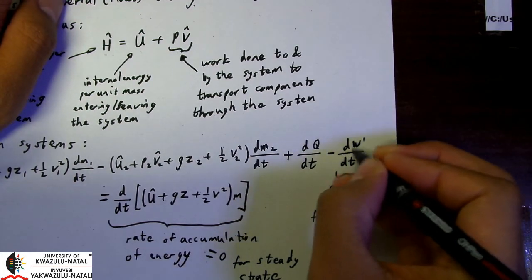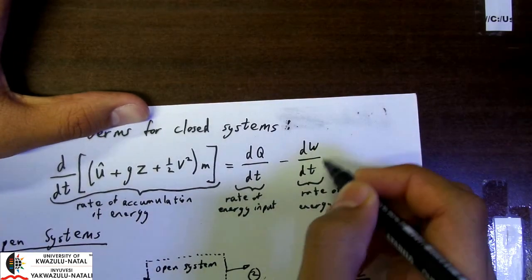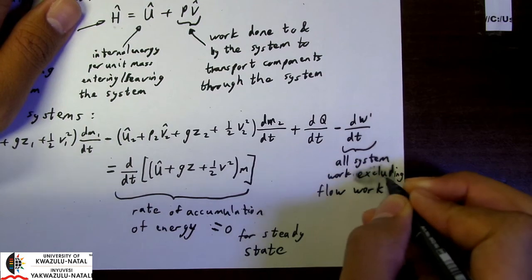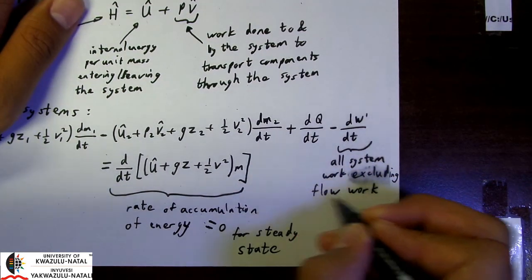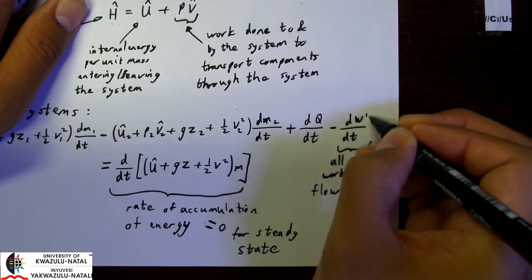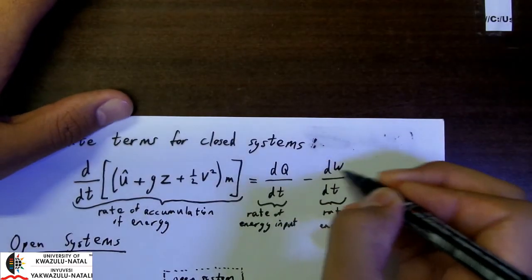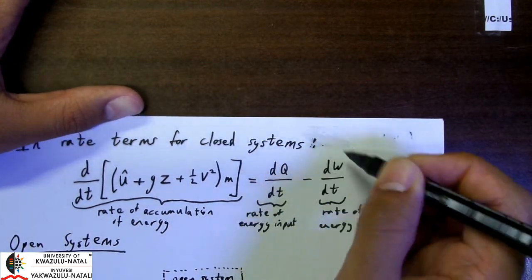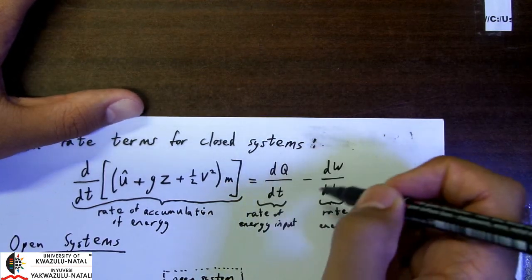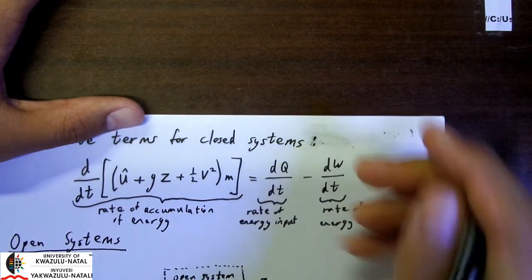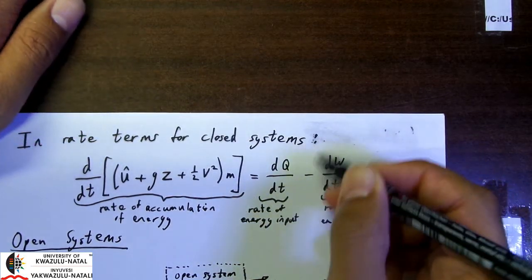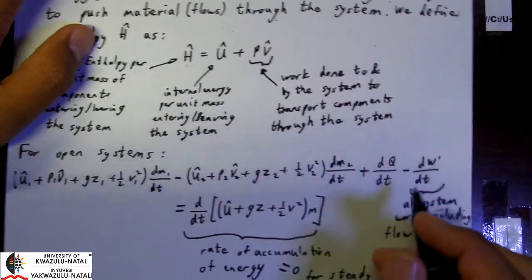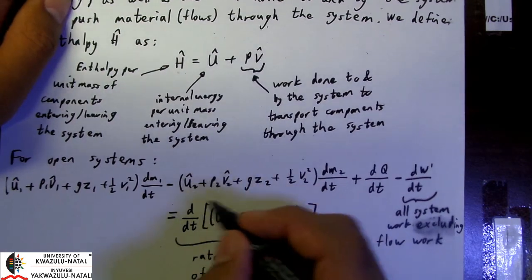This is different from our standard dw dt because dw dash dt represents all of the system work excluding our flow work. Remember our work over here consists of a variety of types of work. It could be our pumping of our fluid into and out of our system. It could also be compression, it could be turbines or stirring mechanisms. All of that is lumped up as work. But now for open systems, we are taking out our pumping work term.